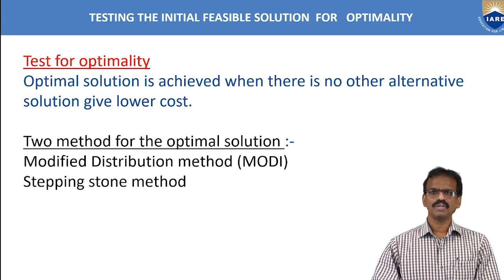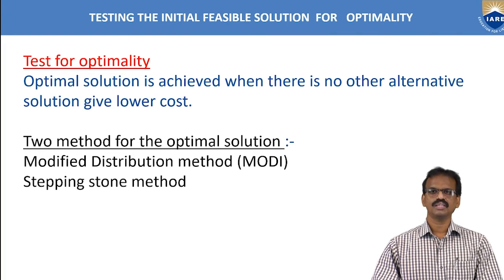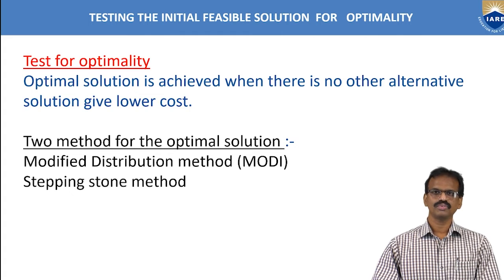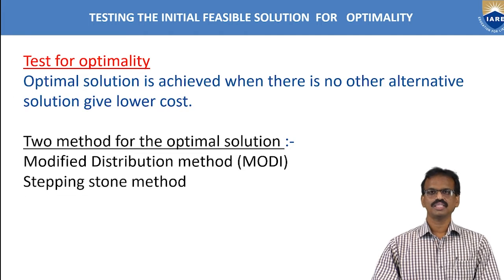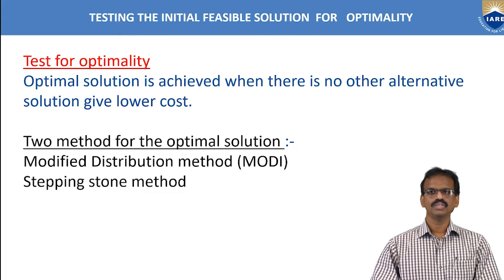After finding the initial basic feasible solution by any one method, you go for testing of optimality. To test the optimality, there are two methods. One is the stepping stone method. Another one is the modified distribution method.